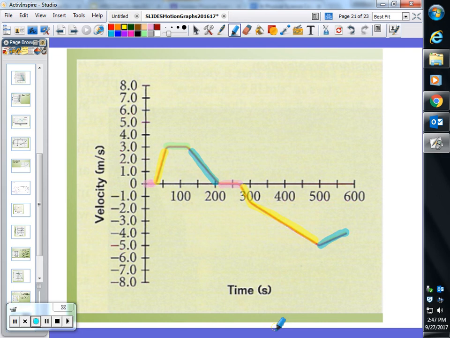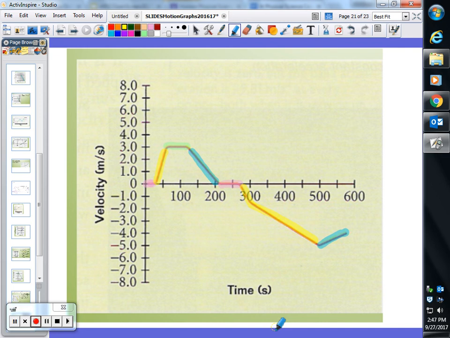On position graphs, any horizontal section we said represents what? On a position graph, if it's horizontal, it's at rest. Okay? But on this graph, where does it have to be in order to be at rest? Anywhere on the x-axis, right? It has to be on the x-axis if it's going to be at rest.